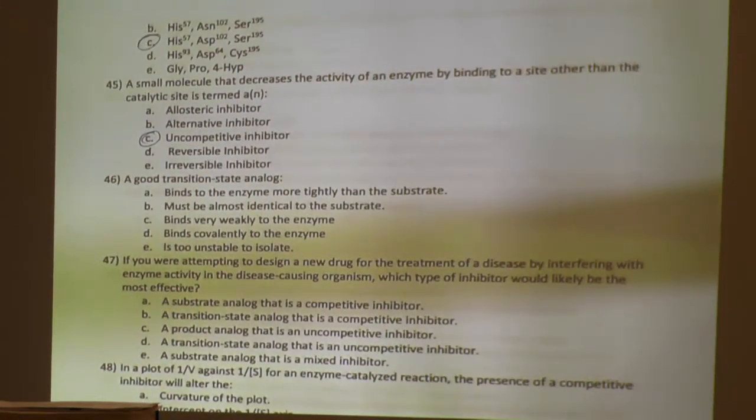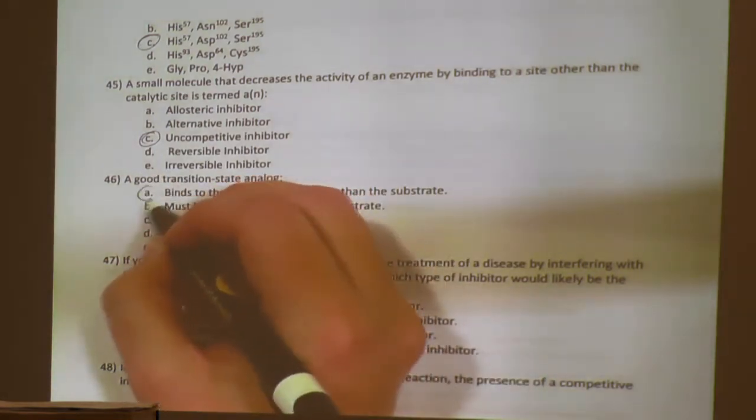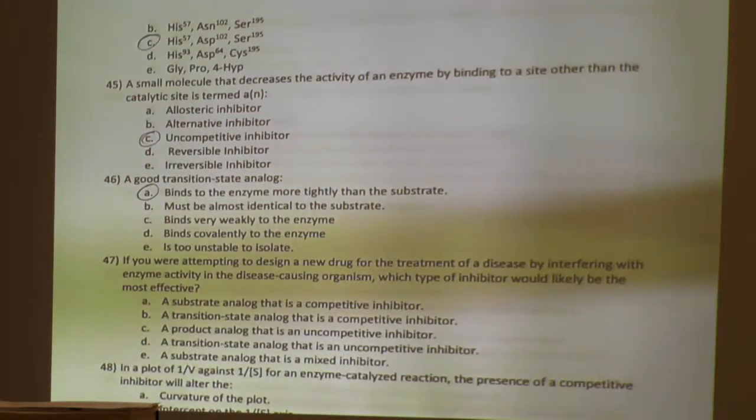So a good transition state analog is what? C. Why would a good transition state analog bind very weakly to the enzyme? Does that make sense? Yeah, it would be A. A good transition state analog is going to bind more tightly to the enzyme than the substrate would. It's how we make some of our medications, by making transition state analogs that bind more tightly to the enzymes than its normal substrate.